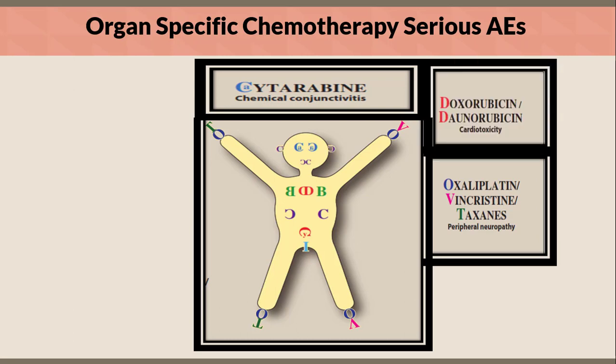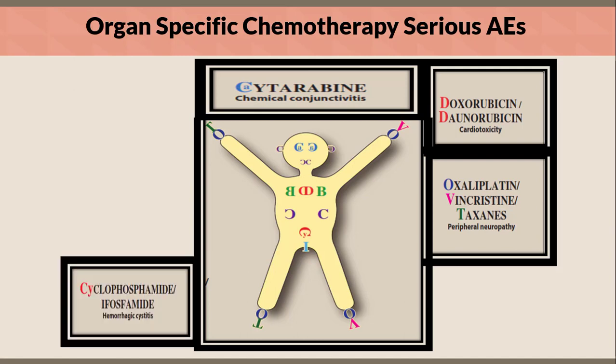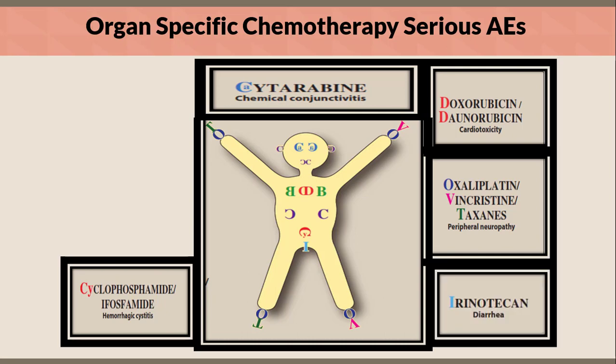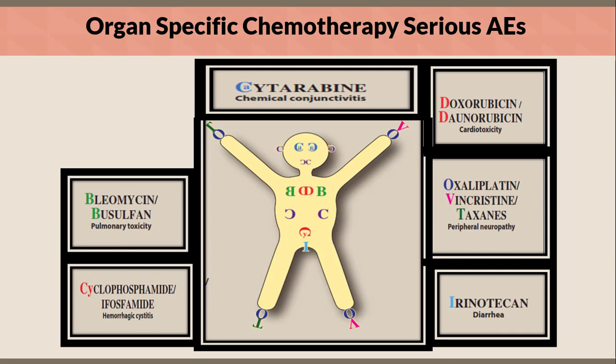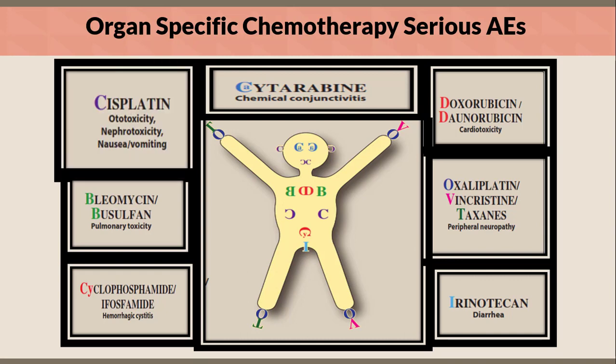As you can see, cardiotoxicity is caused by doxorubicin and daunorubicin. And when it comes to cyclophosphamide and ifosfamide, they cause hemorrhagic cystitis. Irinotecan causes diarrhea. Bleomycin and busulfan cause pulmonary toxicity. And finally, cisplatin, which causes ototoxicity and nephrotoxicity and nausea and vomiting.